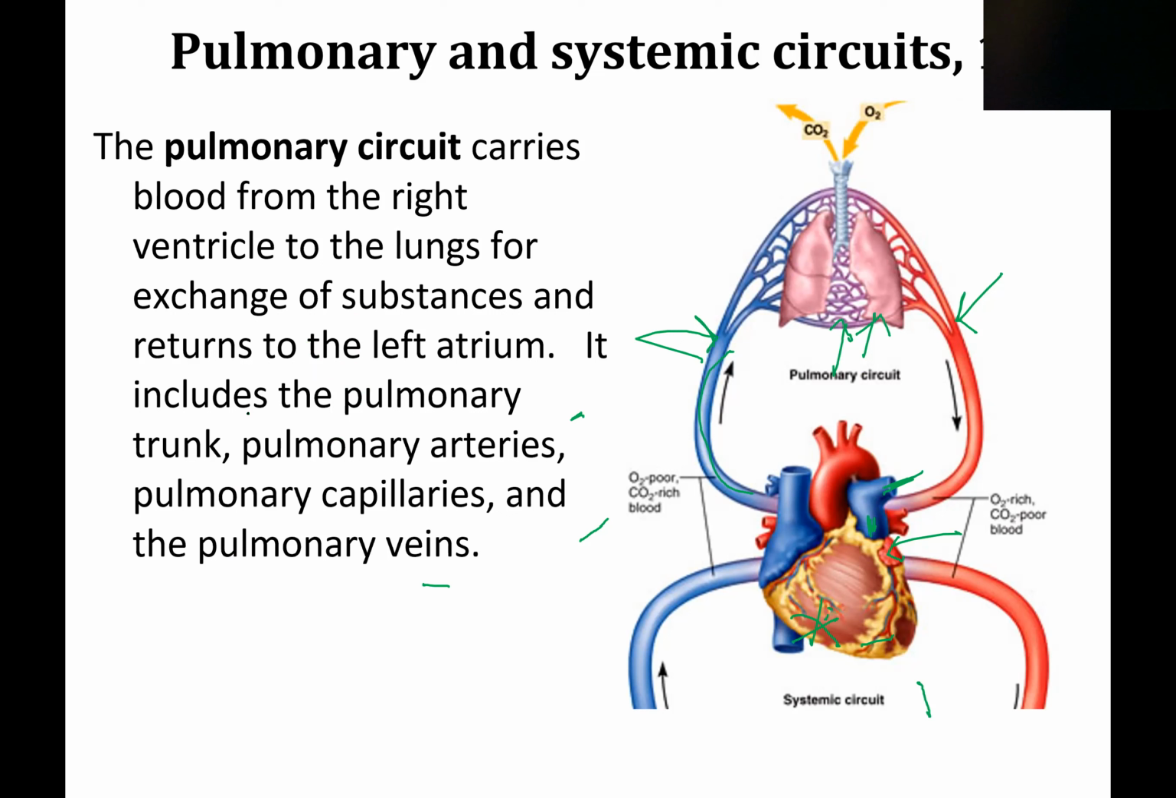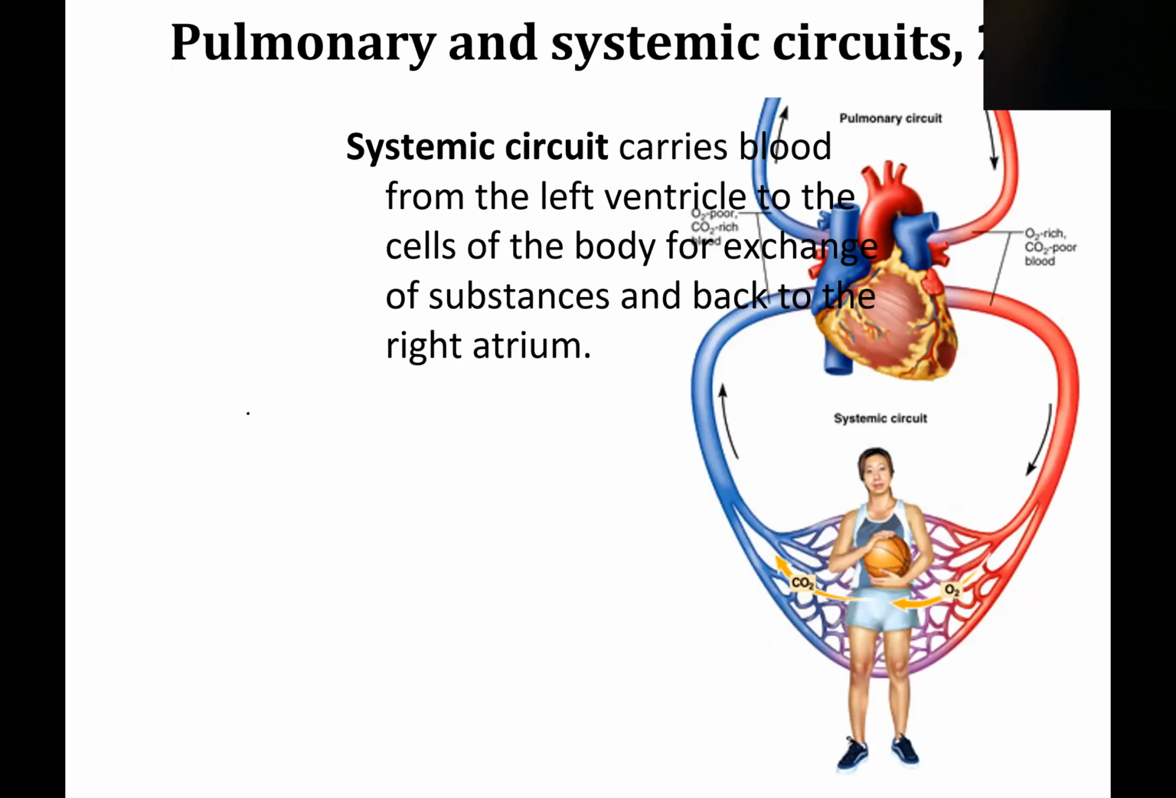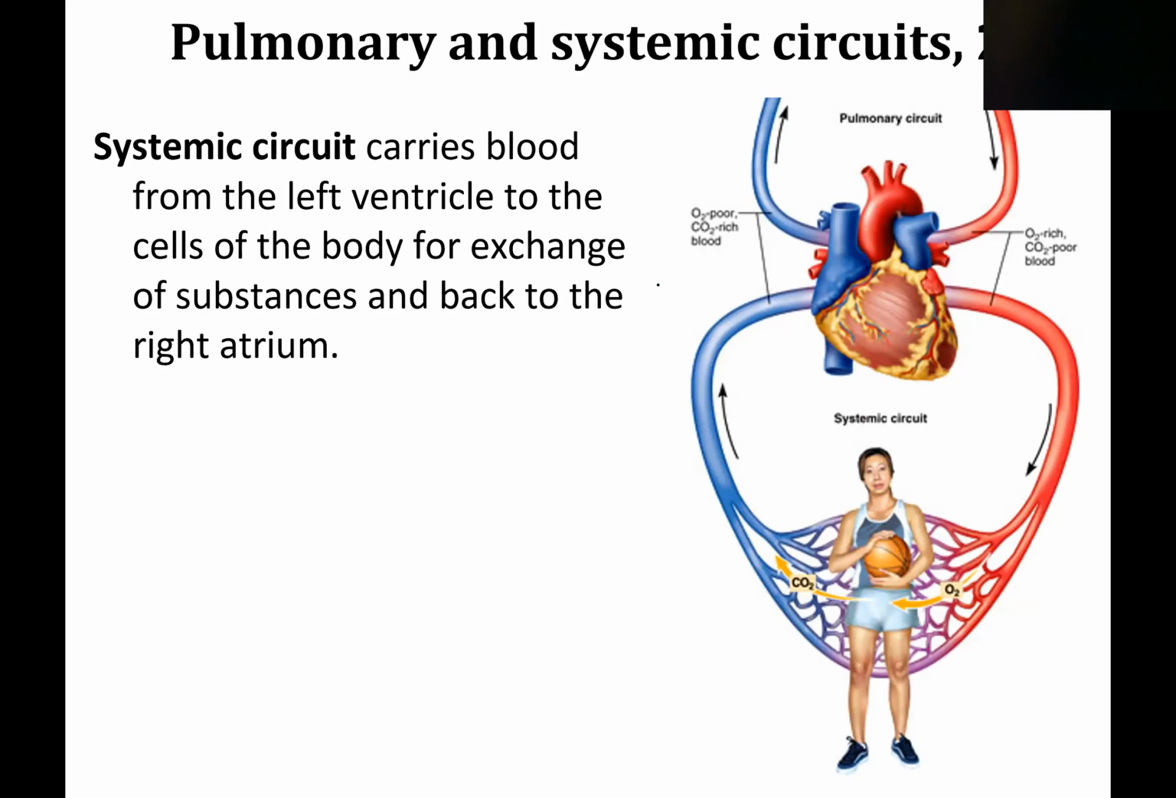The systemic circuit carries blood from the left ventricle to the cells of the body and back to the right atrium, again for exchanging materials between what's in the blood and what's in the cells. These are all of the other blood vessels.